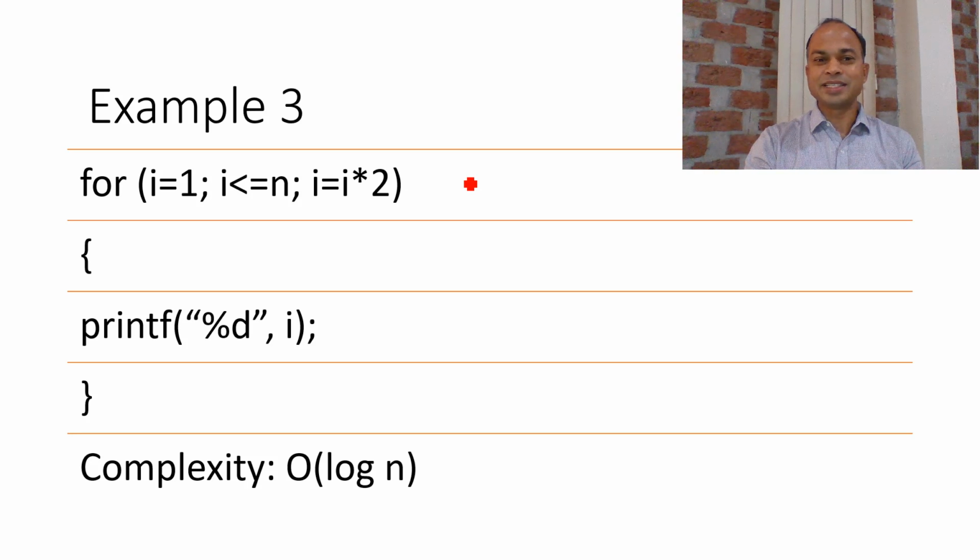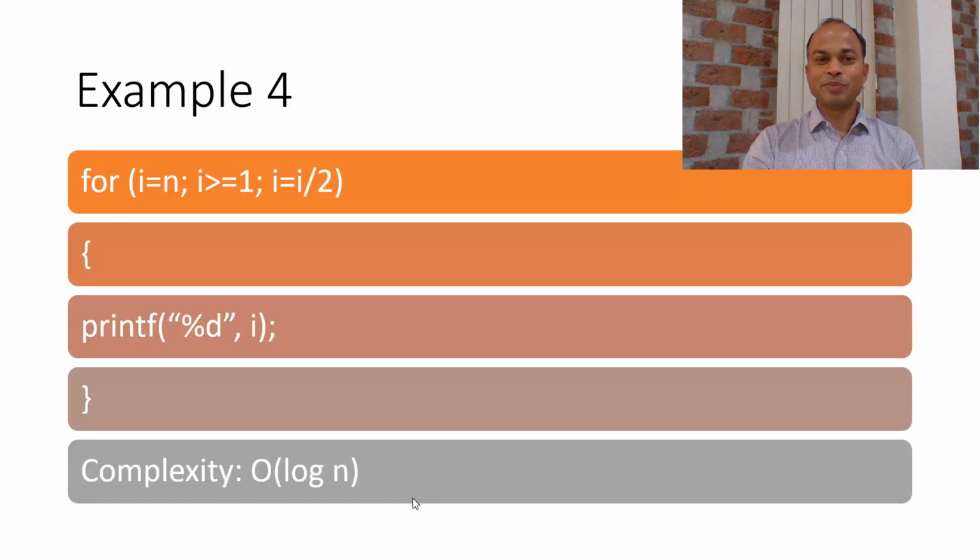Now I'm presenting example 3. Here in this example, we have a loop where initially i equals 1, the value of i is less than or equal to n, and at each step i is doubled. Say initially i equals 1, then i equals 2, then i equals 4, then i equals 8. So if at every step the loop variable is doubled, then we have complexity order of log n. In this way, we can find out the complexity of this example.